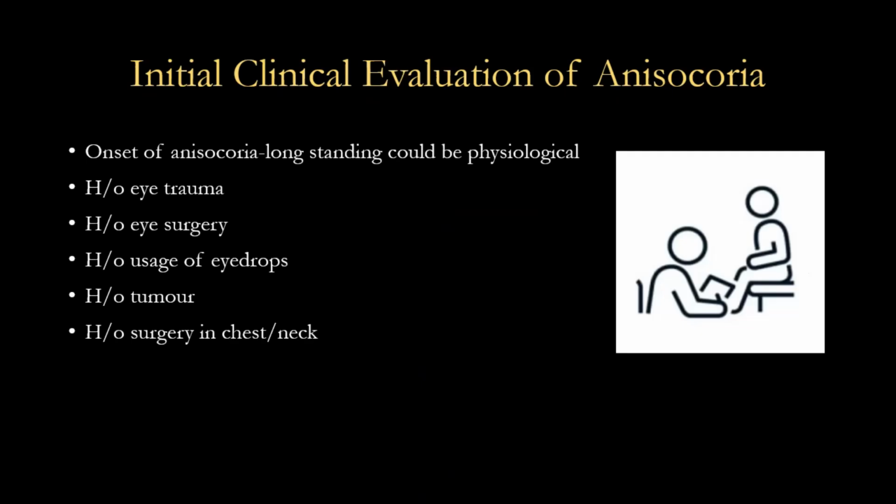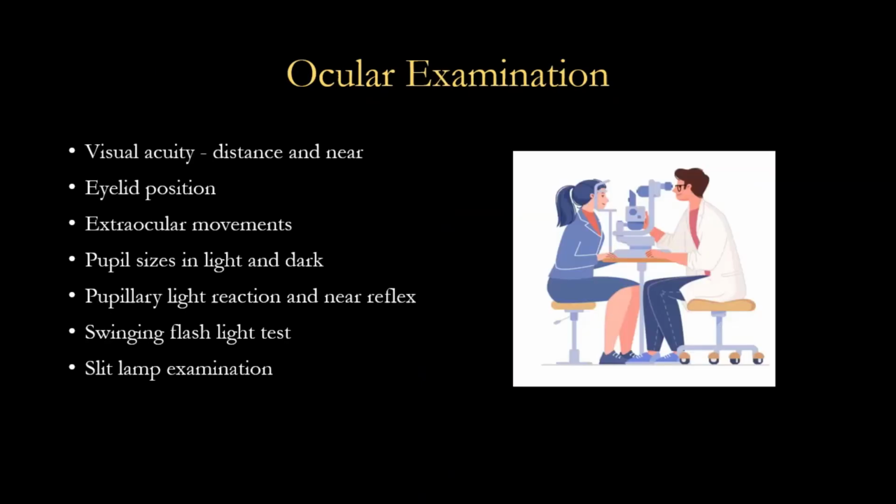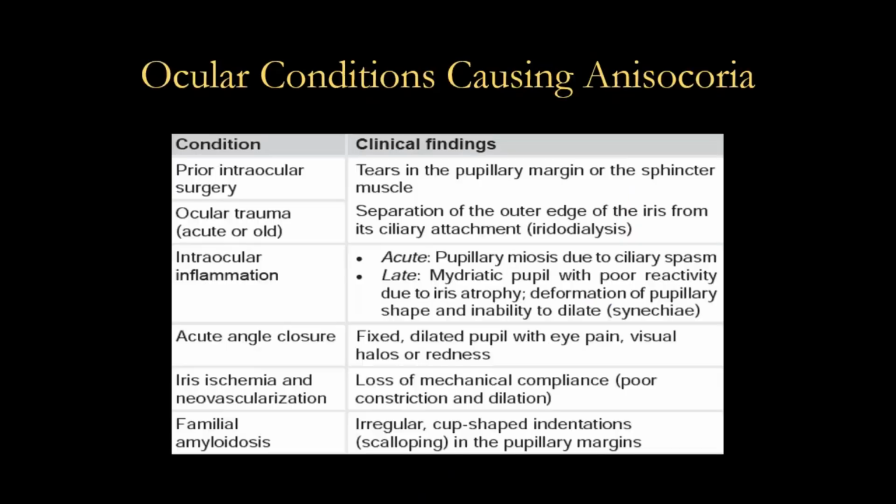We have to ask a thorough clinical history. Ask for history of eye trauma, surgery, use of eye drops, tumor, or any surgery in the chest and neck. Ocular examination is very important. We should check visual acuity both for distance and near, eyelid position, extraocular movements, pupil sizes in light and dark, pupil light reaction, near reflex, swinging flashlight test, and a thorough slit lamp examination.